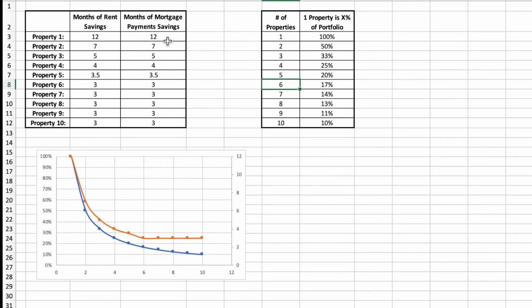Then similarly, in terms of having monthly mortgage payments, if I only have one property, I would like to have 12 months of monthly mortgage payments saved up. That's in addition to the 12 months of rent that I would have saved up. Then with 2 properties, I would have 7 months of mortgage payments saved up per property. And again, that's in addition to the 7 months of rent saved up per property. And then similar values as you see continuing down with 5 months of mortgage payments per property, 4 months of mortgage payments per property, 3.5 months of mortgage payments per property, and then 3 for the rest of the properties.